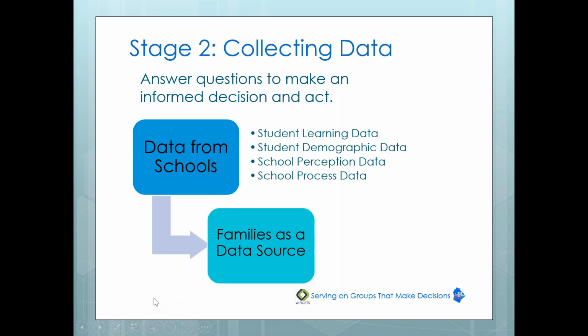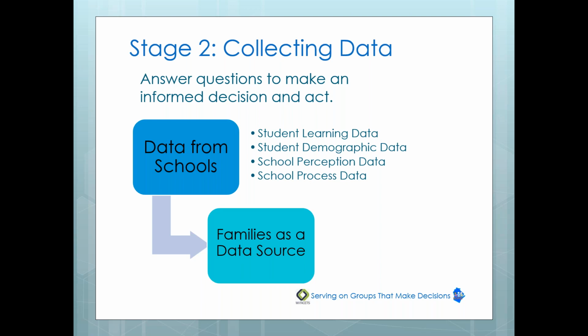For example, there's student learning data. It's about the schoolwork and assignments of individual students. So this could be IEP data, state assessment data, graduation rate data. There's student demographic data, which are the personal factors about each student. So this could be attendance records, age, race, ethnicity, application and enrollment data.